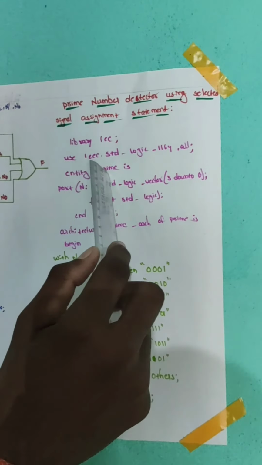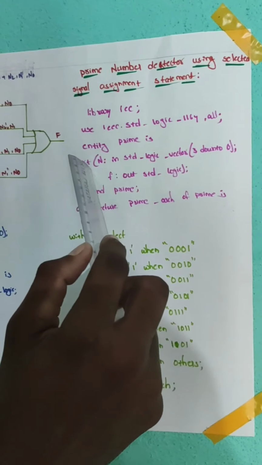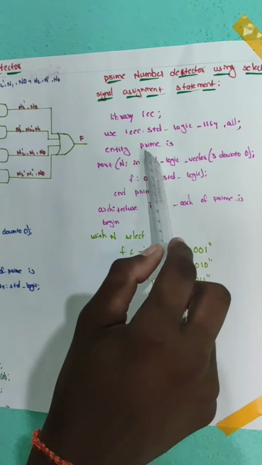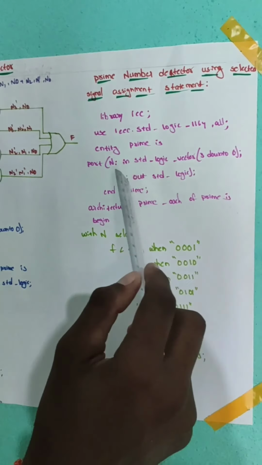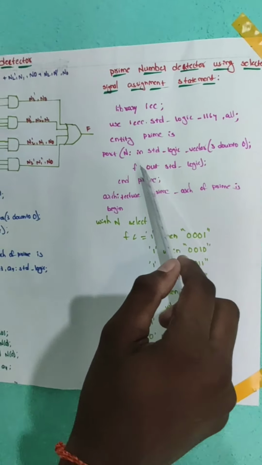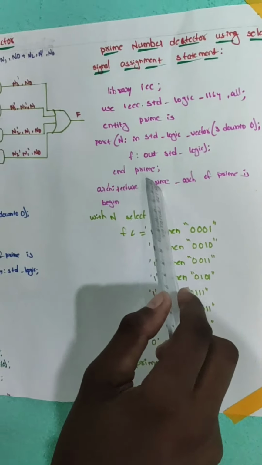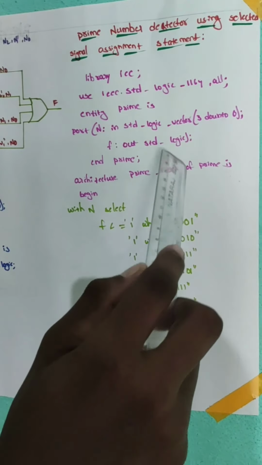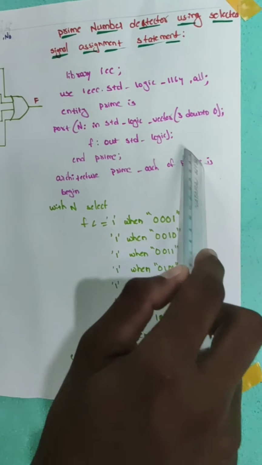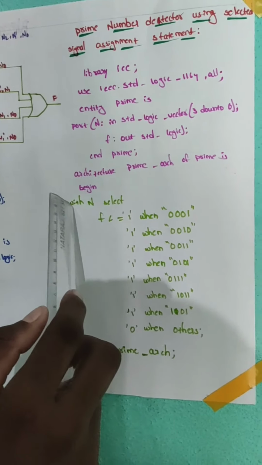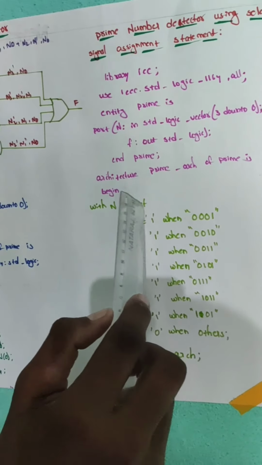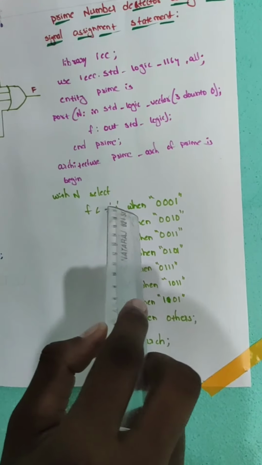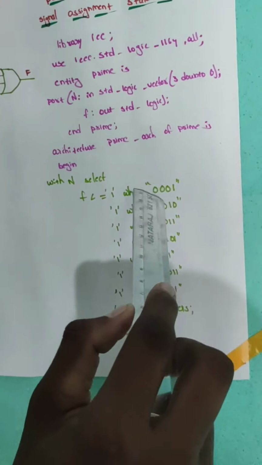Here entity prime is the entity name, and port n in is used as input, std_logic_vector 3 down to 0, f out std_logic is the output, end prime. Architecture prime_arc of prime is, here architecture name of entity name is begin. By using the statement with n select, f is less than or equal to '1' when "0011".